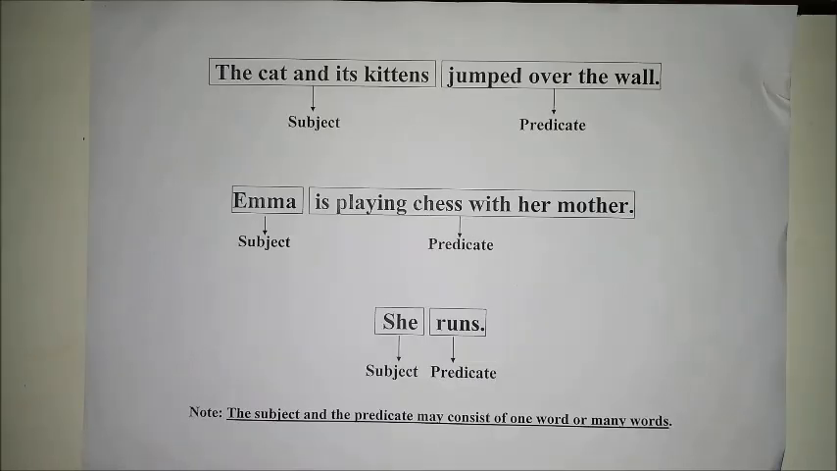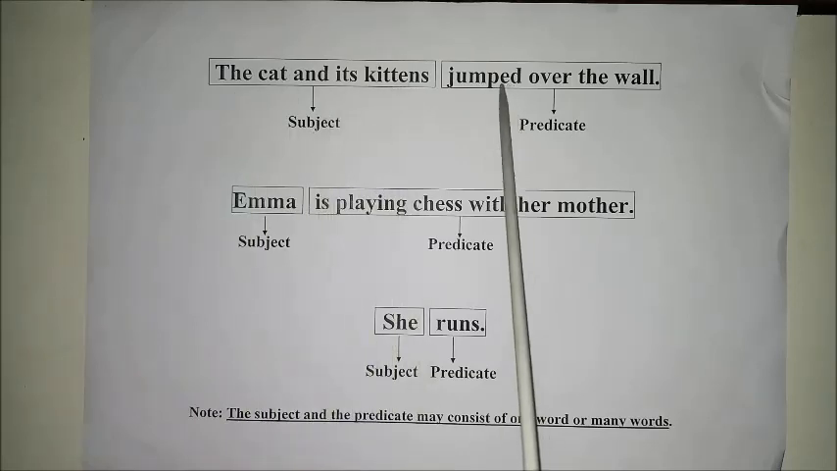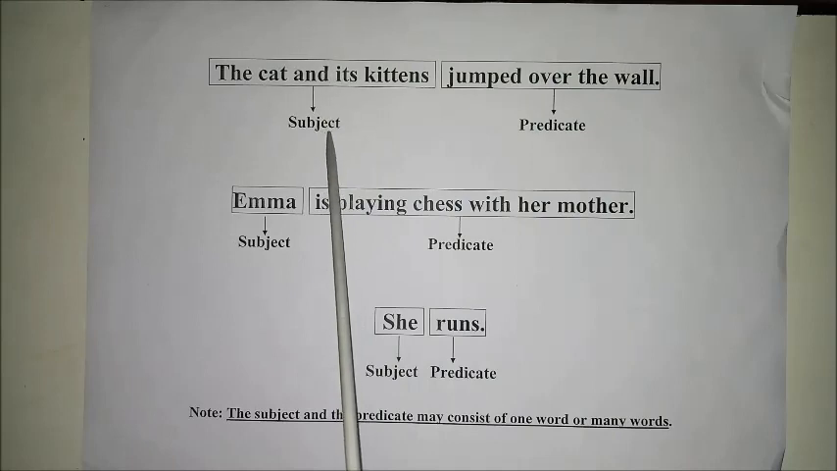Let's see some examples. The first example is, the cat and its kittens jumped over the wall. Now, what is the sentence about? Is it about the cat or is it about its kittens? Actually, the sentence is about both the cat and its kittens. Therefore, they make the subject of the sentence. And jumped over the wall is the predicate part because this is the information about the subject.